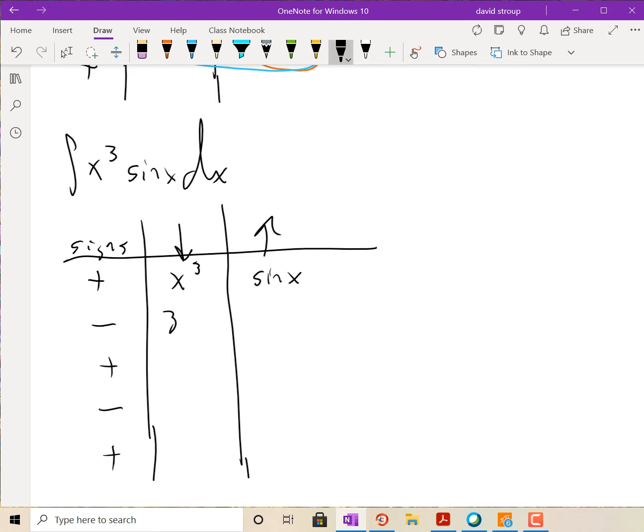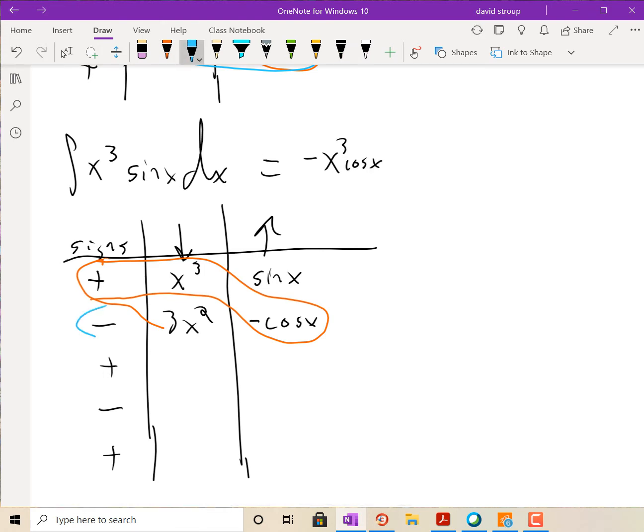So the next row will be 3x squared. The integral of a sine is negative cosine x. So immediately I write down the diagonal. So this will be equal to negative x cubed cosine x. I'm going to have to leave myself some room. And then I ask myself if I can integrate this, and no, I cannot.